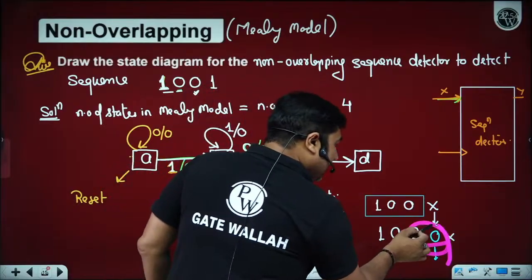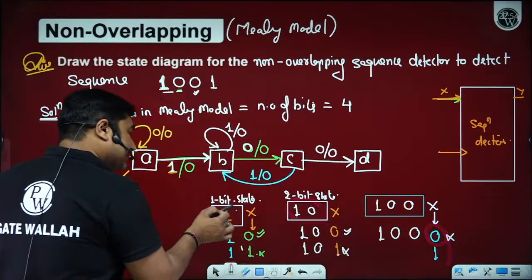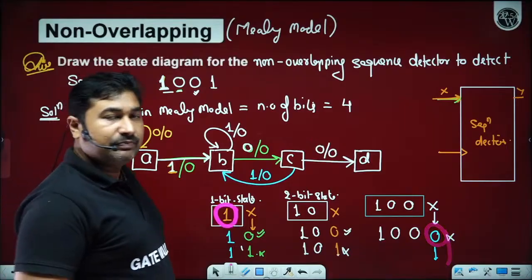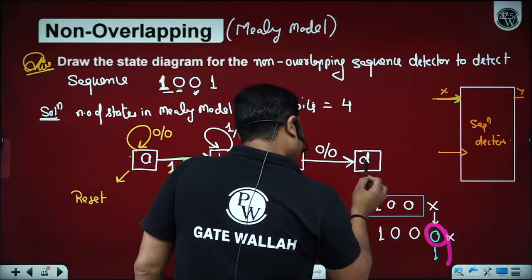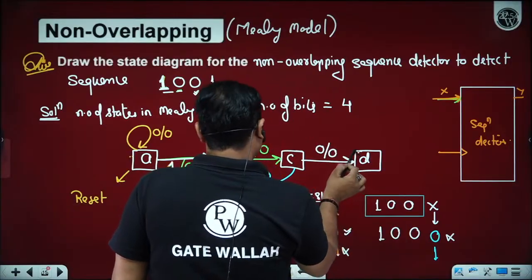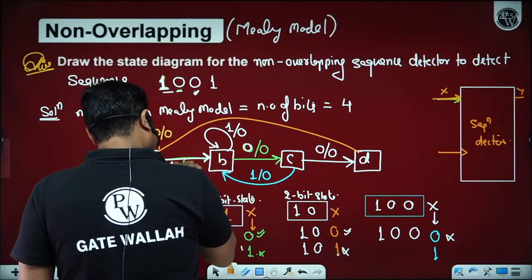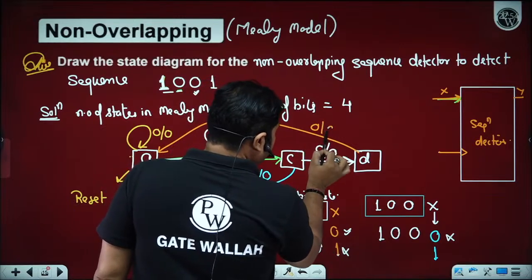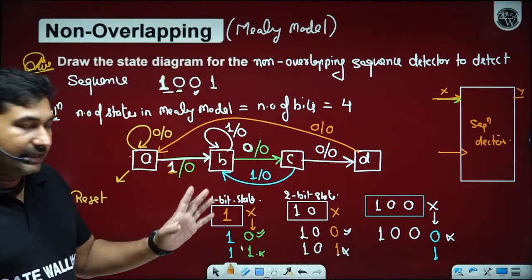Otherwise, compare the last 1 bit with a 1-bit state. If it matches, go back to state D. If it does not match, then go back to the reset state. Since the last bit is not matching, go back to the reset state, that is state A. Output 0, because the required set of sequence was not detected.